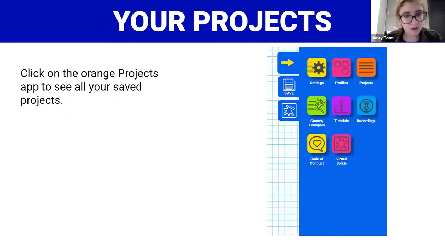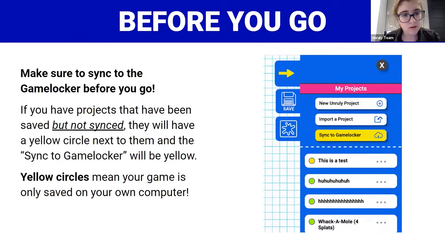We're going to be going over all of these different apps on this side panel right here, but you're going to access all of your projects in the Projects app. If you go on to the next slide, Ryan. It's in this Projects app that you actually sync to the Game Locker, so you're saving your projects to the cloud.